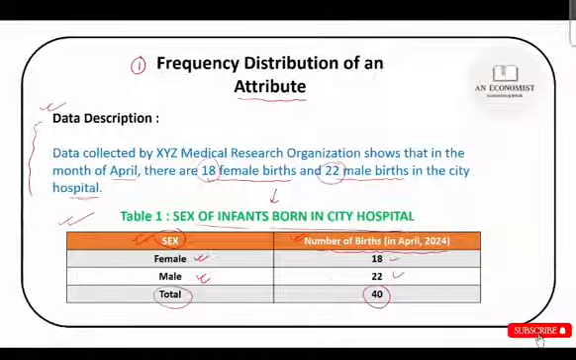Since it is an attribute type of data, it is gender. Gender is attribute type of data. You can't numerically express female and male, so you can only count the frequency according to which they occur in the data set. And lastly, you mention the total number of counts. This is an example of frequency distribution of an attribute. This is how you construct it.